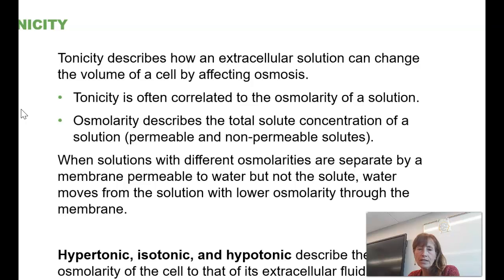So tonicity has to do with how you might think of it as how toned the cell is, and it's going to relate to the volume of the cell because of the fluids. So thinking about the volume, I'm trying to move this over just a little bit if I can. The word at the top is tonicity.